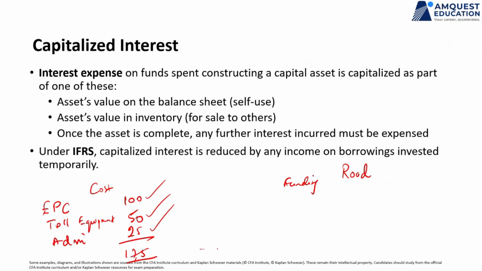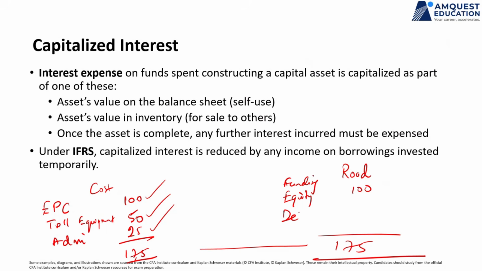So for 175, now you are going to raise money. You're going to say equity: I'm going to put from my pocket 100. And the remaining I'm going to borrow, debt of 75. Now, as soon as you borrow the loan, your project is not going to give you money because you're building a road. It will take 2, 3 years to finish the road. So what are you going to do on this debt?